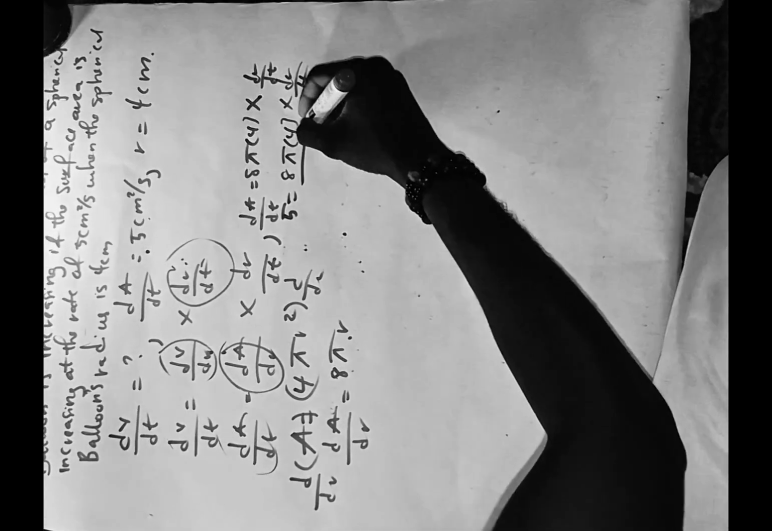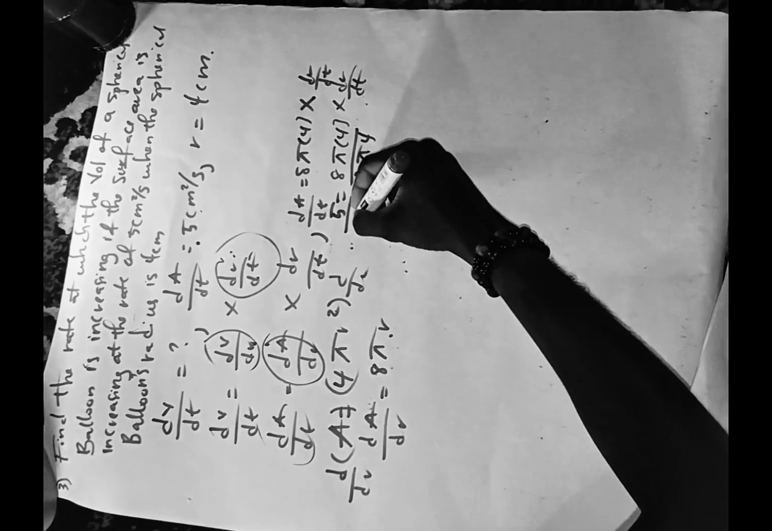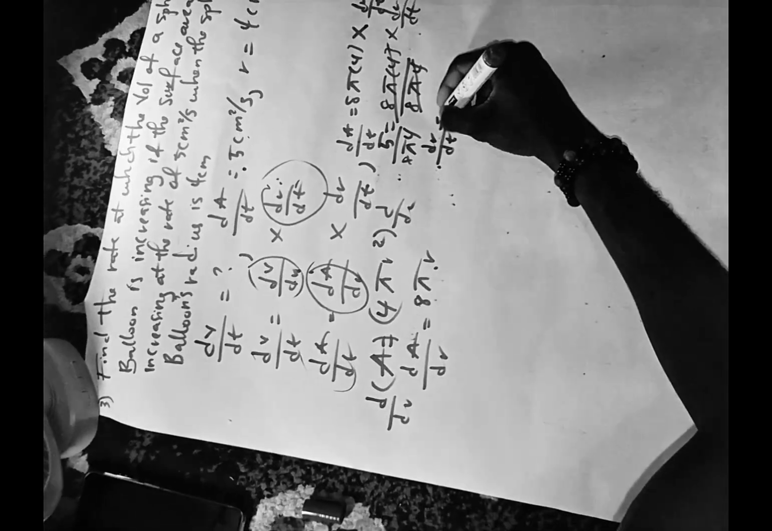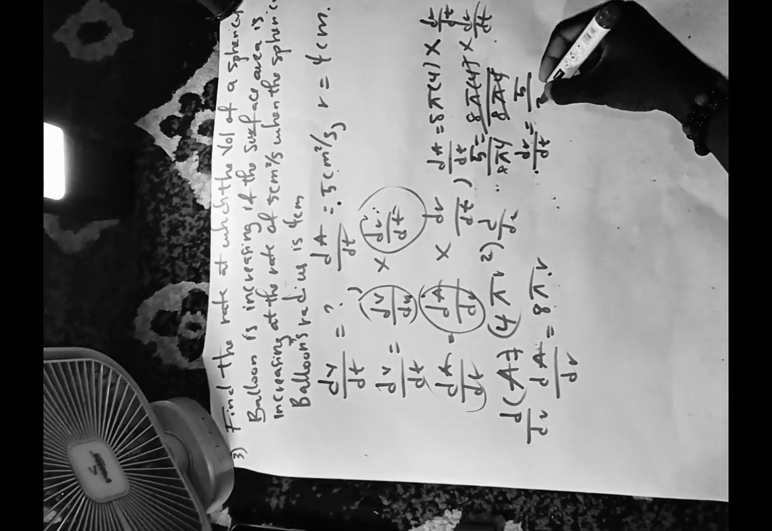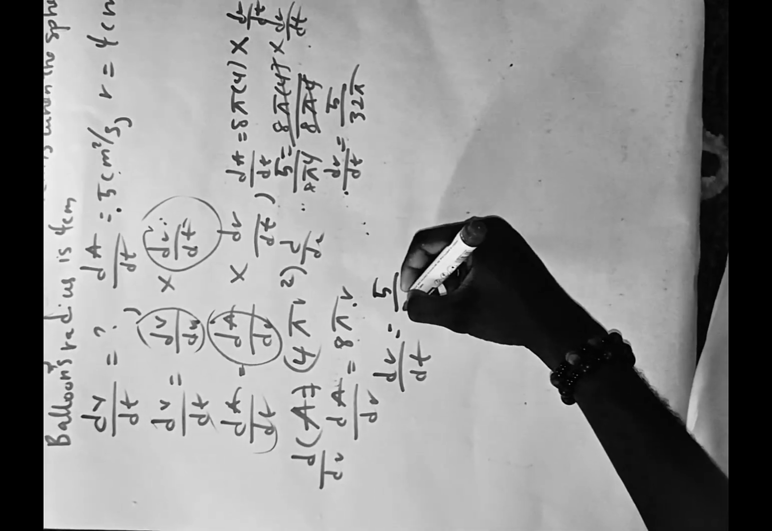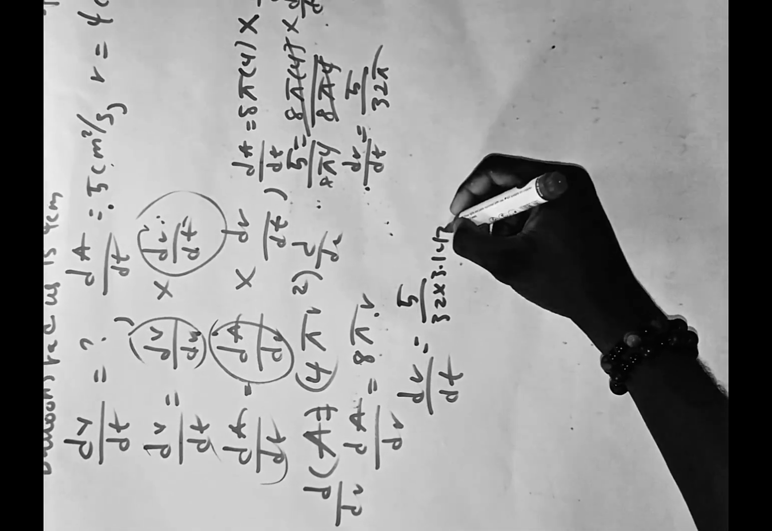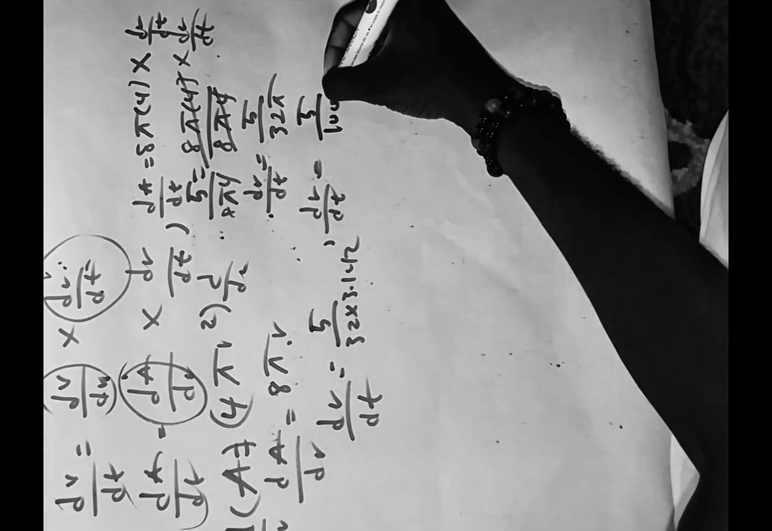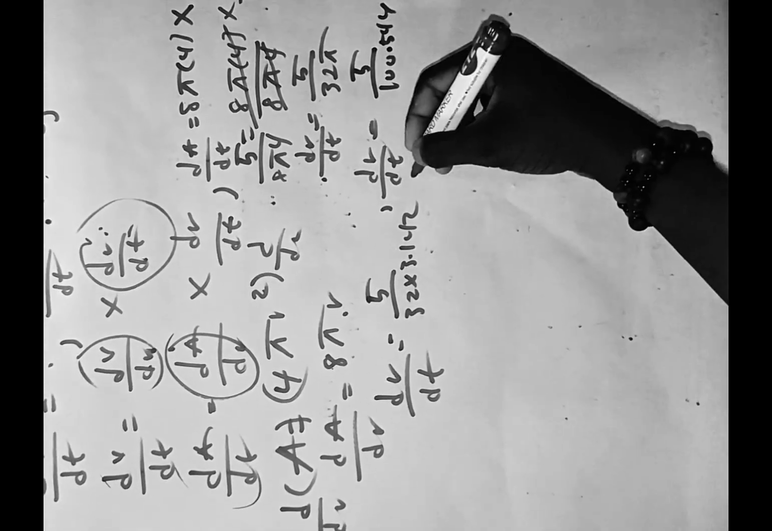So what do we do? We divide both sides by 8 pi times 4. So this cancels this. Our dr by dt is just 5 over 8 times 4, that's 32 pi. So dr by dt is just going to be 5 divided by 32 times 3.142. That's just going to be 5 over 100.544.